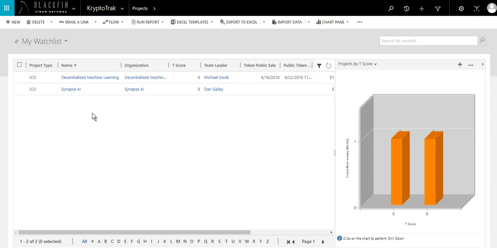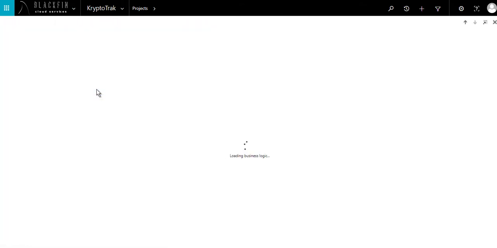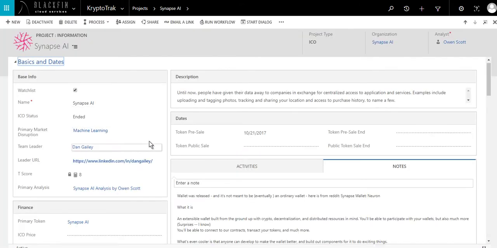Let's have a look at some of these projects. Synapse AI is the first one we'll dive into. I'm going to go ahead and open that up. The way this software works is that there's types of projects. For instance, there's ICOs, there's classic coins, there's privates, there's hybrids. Classic coin. Oh, yeah, okay.